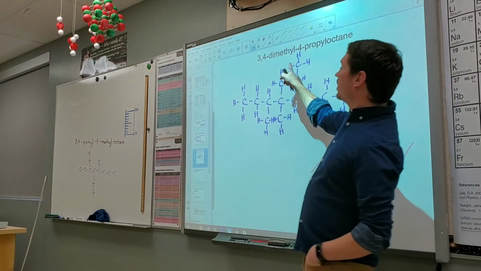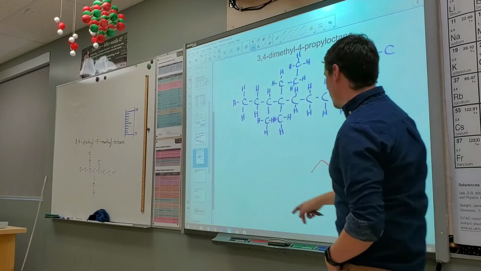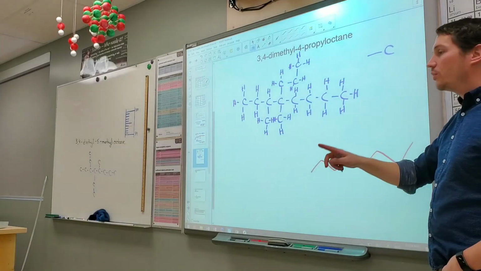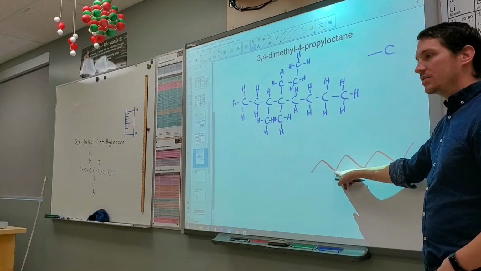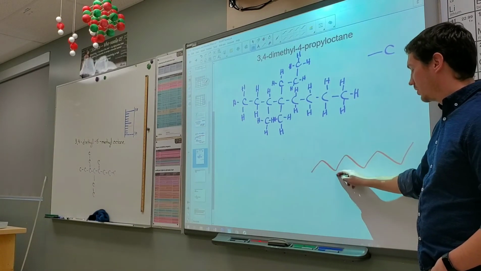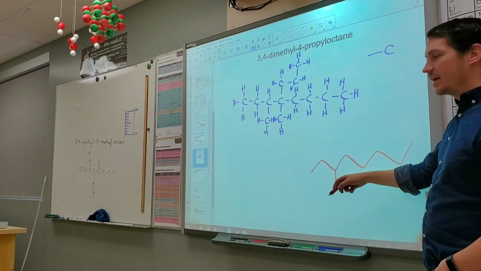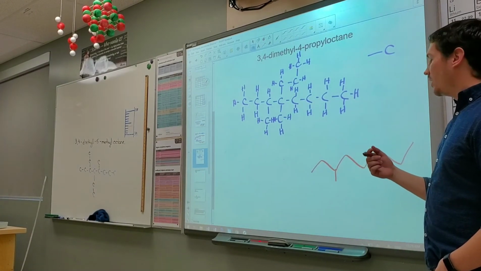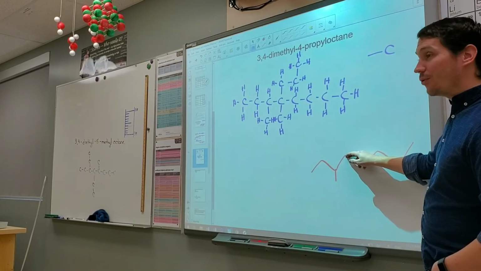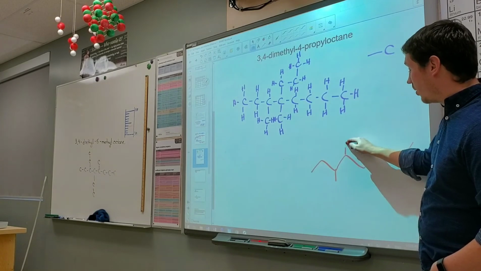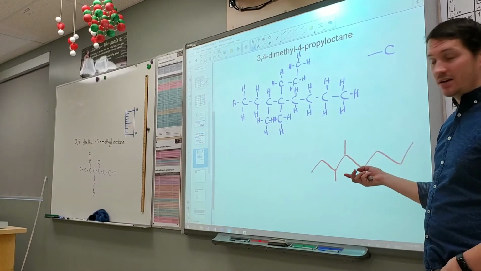Now, we got 2 different methyl groups. Where are they located? On 3 and 4. So let's look at carbon 3 and 4. Where do I start? 1, 2, 3. So where should I put this methyl group? Down. And you just put a line, right? Because at the end of this line is 1 single carbon. Now, where's the next methyl group? At 4. Do you see how 4 is pointing up, though? So I'll put it up. Just a single line. There's 1 carbon at the end of that line.